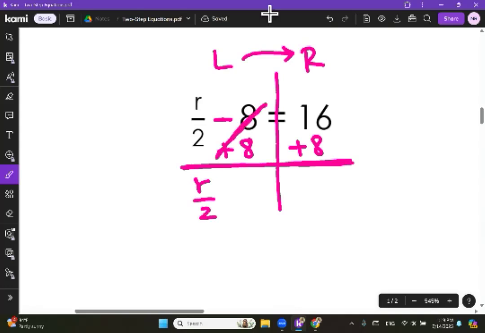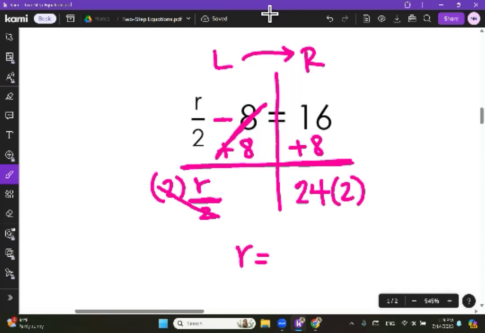8's cancel out. 16 plus 8, 24. How is 2 connected to the R? With the division. Opposite of dividing 2, multiply 2. So you get R is equal to 48. 24 times 2, 48.